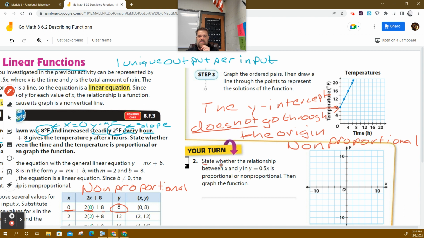So now it says, state whether this relationship y equals 0.5x is proportional or non-proportional. What's the y-intercept? No, this is a totally different equation.